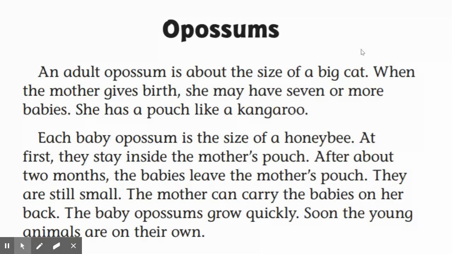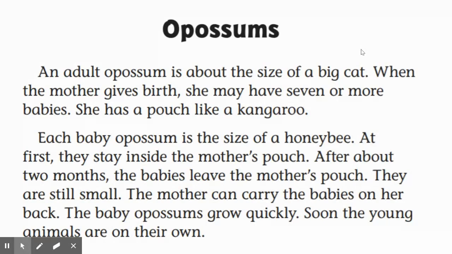Here we go. An adult opossum is about the size of a big cat. When the mother gives birth, she may have 7 or more babies. She has a pouch like a kangaroo. Each baby opossum is the size of a honeybee. At first, they stay inside the mother's pouch. After about 2 months, the babies leave the mother's pouch. They are still small. The mother can carry the babies on her back. The baby opossums grow quickly. Soon, the young animals are on their own.